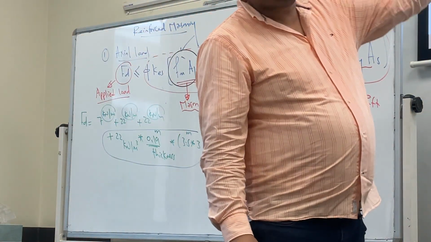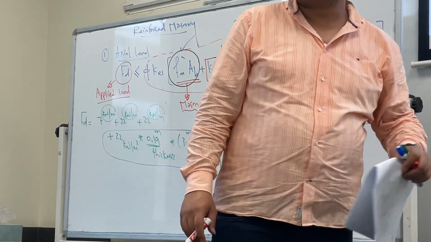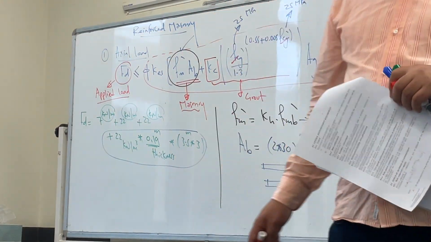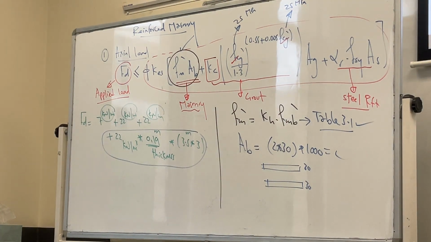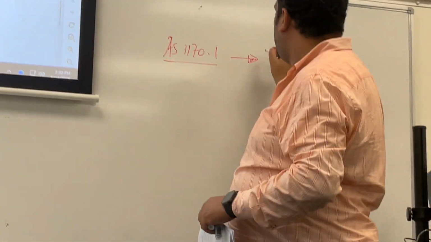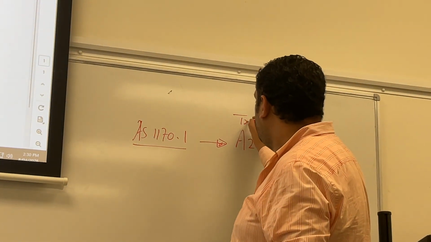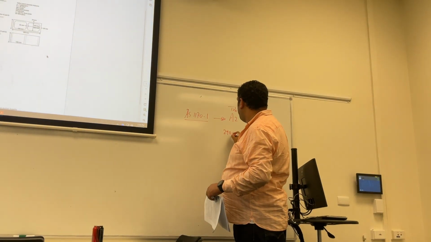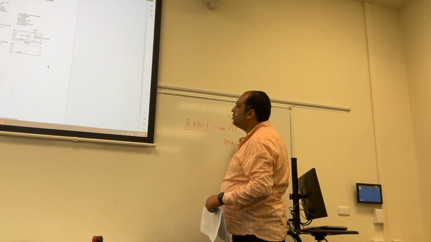There is a small thing here, guys. 2,200 is not the SI unit. I just did it that way, but it is not the actual value. If you remember in the original class, maybe last week or the week before, you went to AS 1170.1, table A2. So what is this block size? 290 times what?